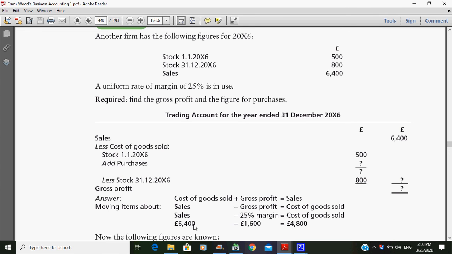Now, you will find 25% of sales, which will give you 1,600. You get 4,800. So therefore, your gross profit will be 1,600 right here. Your cost of goods sold will be 4,800, which will go right here. So you take 4,800 from 6,400 to get 1,600. Good.